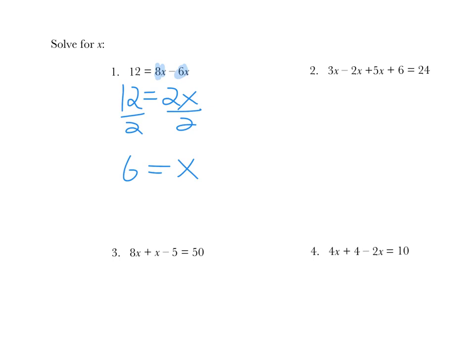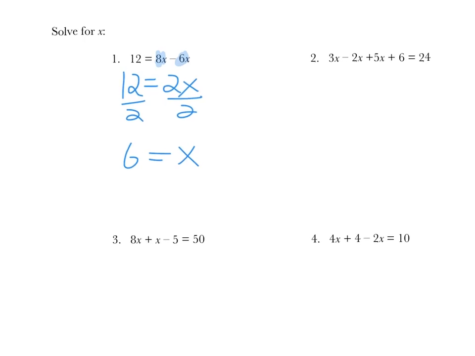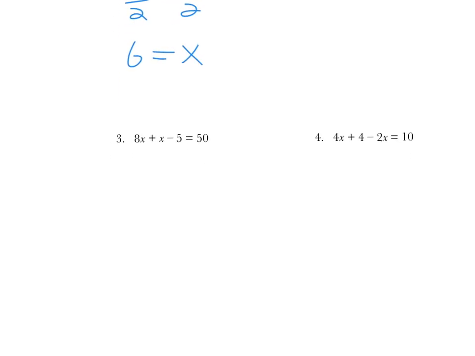Okay, I'm actually going to move lower on the page and move down to number 3. And once again, take a look at what you have here. Notice that you have a term of 8x and a term of positive x on the same side of the equal sign. Here's where the equal sign is. So once again, I'm going to combine my like terms. 8x and x will give me a 9x, but do notice that there's still a negative 5 or a minus 5. So we're going to just bring that down as we are going to bring down the 50.